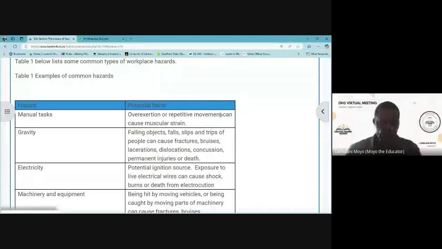We are talking about the common hazards that we should expect. We have got hazards that are linked to manual tasks, right? Tasks that are manual tend to over-exhaust people. People will get exhausted when they are exposed to manual tasks.